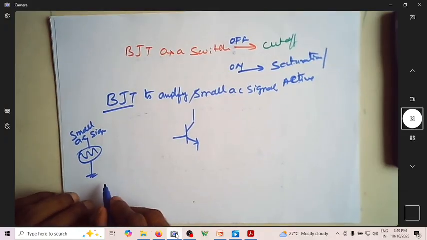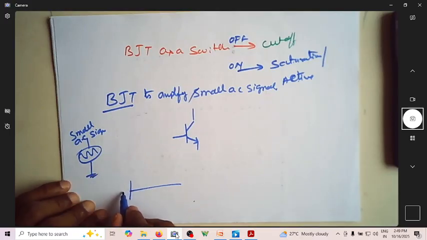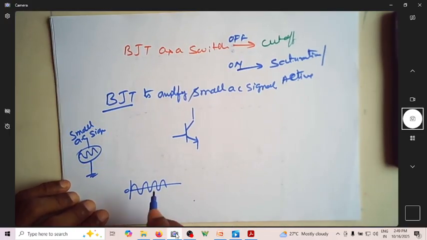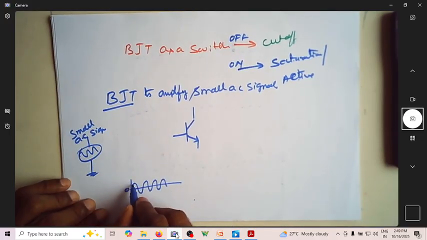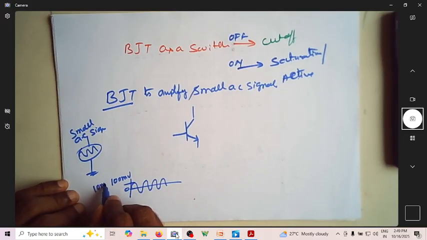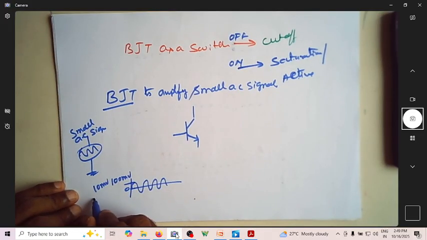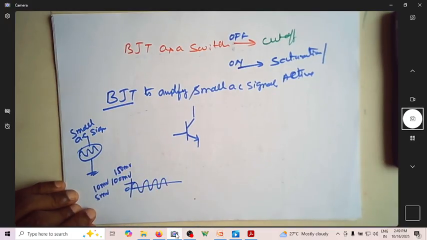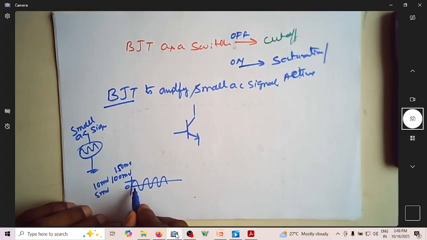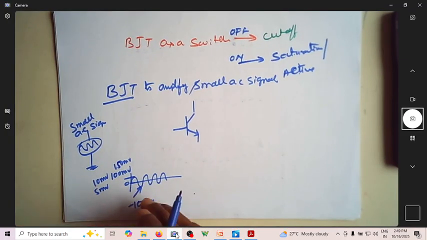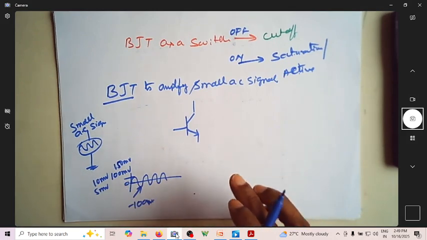When you say small AC signal, we are referring to an AC signal that is zero on average and varies around zero. So let us consider a sinusoidal signal. Since it is small, the amplitude from zero may be in the range of 100 millivolt, 10 millivolt, 5 millivolt, or it can be 150 millivolt also. Since it is around zero, it can go to minus 100 millivolt, or minus 5 millivolt. This is the negative maximum possible.